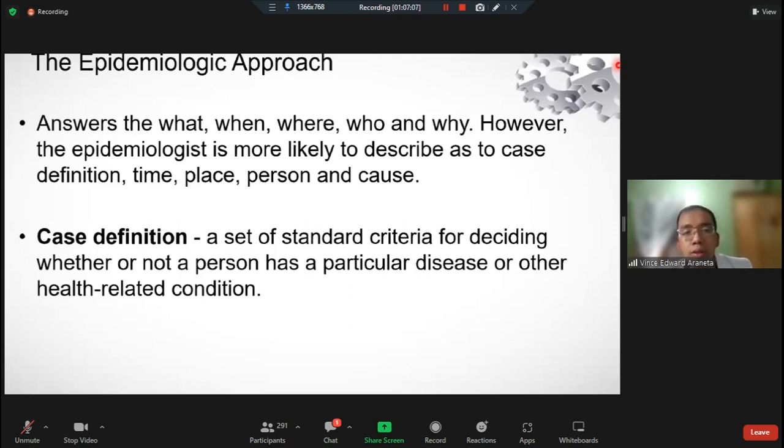A case definition is a set of standard criteria for deciding whether or not a person has a particular disease or other health-related condition. So sometimes the terms probable and confirmed would arise because of that case definition. Using a standard case definition ensures that every case is diagnosed in the same way, regardless of when or where it occurred. The number of cases of the disease that occurred in one time or place can then be compared with the number that occurred at another time or place.